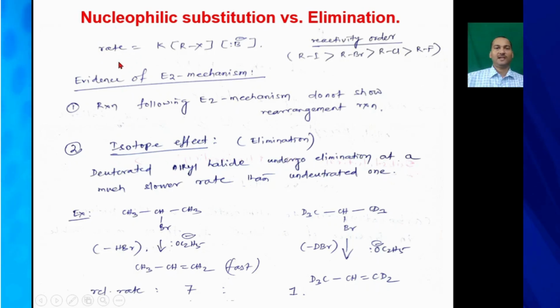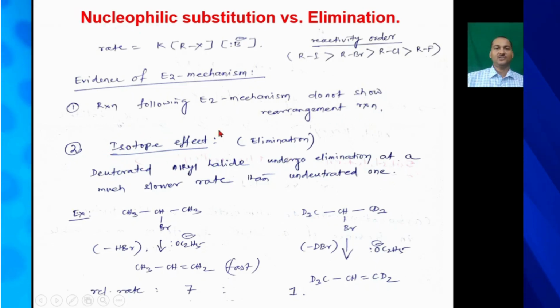Here the rate of reaction depends upon the rate constant times the concentration of alkyl halide times the concentration of base. The reactivity order of alkyl halides follows this order: RI greater than RBr greater than RCl greater than RF. So what is the evidence for the E2 mechanism? The reaction following the E2 mechanism does not show rearrangement.